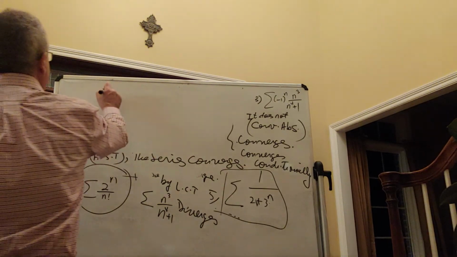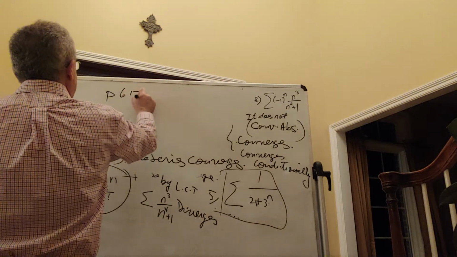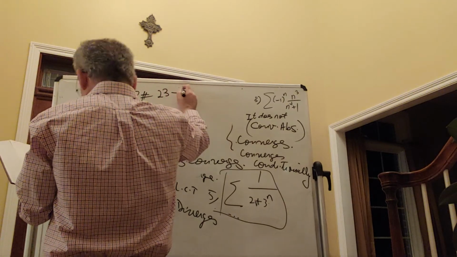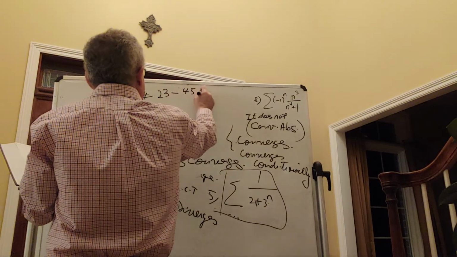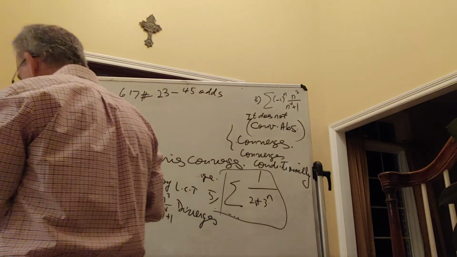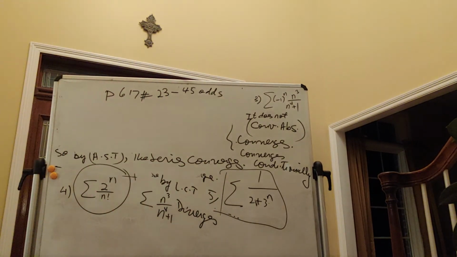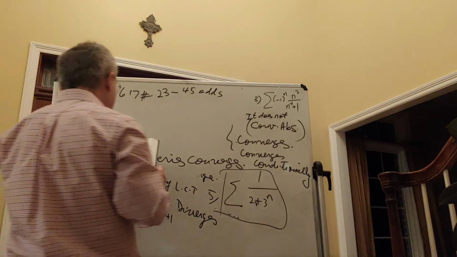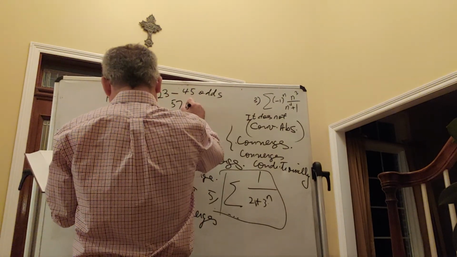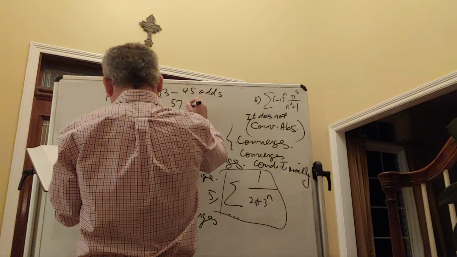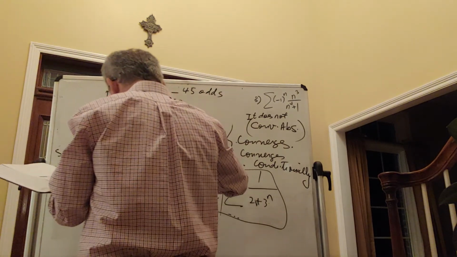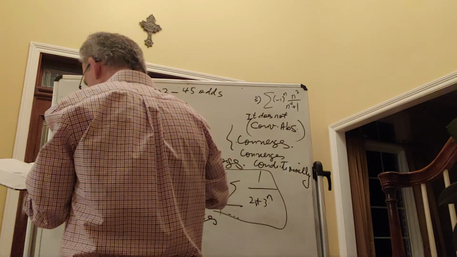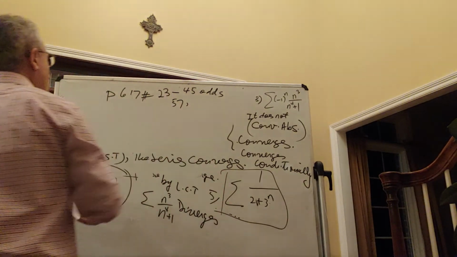So the homework: page 617, numbers 23 to 45 odds. And there are a lot of things we can do. Try 57. And you think that's enough for you? All right, so this is your homework.